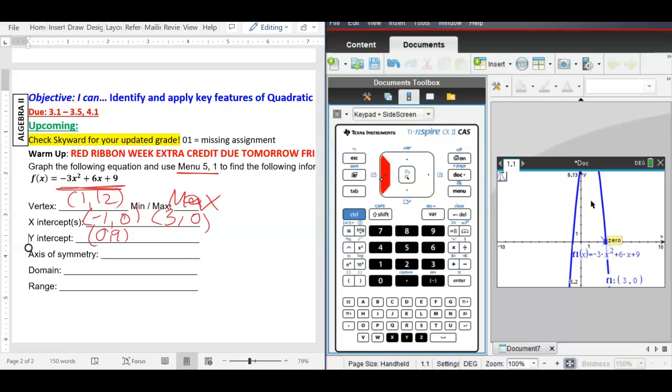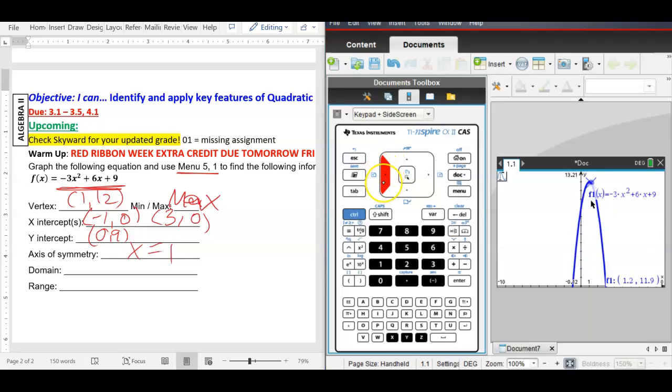Now, axis of symmetry is always what? Axis x equals. Now, I don't have a graph to draw on, but I know it's x equals the x value of the vertex. What's the x value of the vertex up here? 1. Okay. So x equals 1. If you weren't sure on your calculator, you can go up to the top and see, hey, well, the x value here is 1.